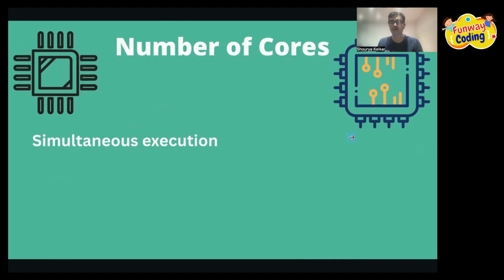Next, we have the number of cores. The keyword is simultaneous execution, because the more cores you have, the more instructions are being executed at the same time. Suppose you have an 8 core, so octa-core, on your computer. That means 8 different instructions or FDE cycles are being executed at the same time, which improves the performance of the computer.